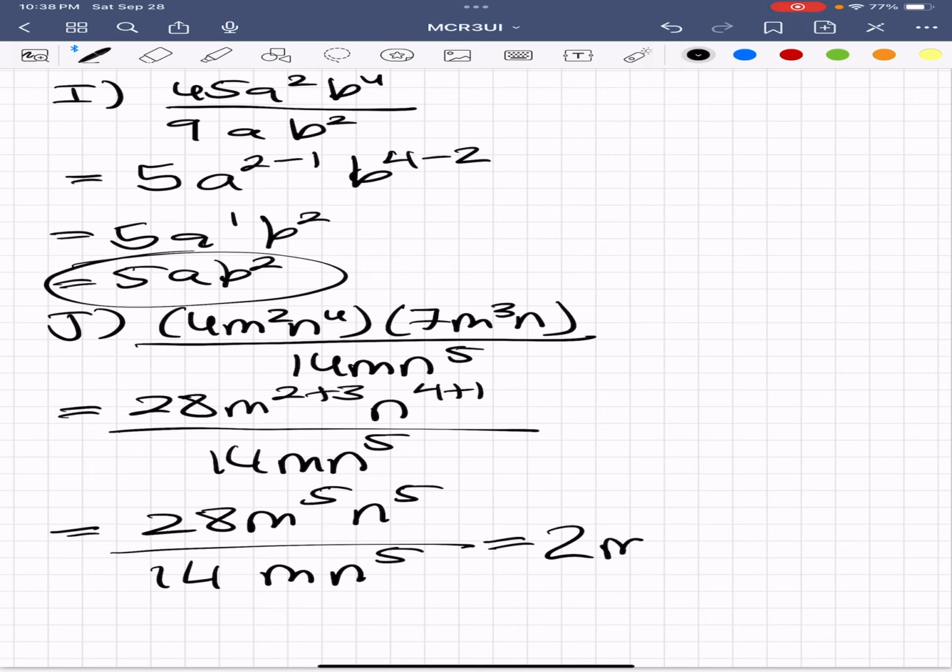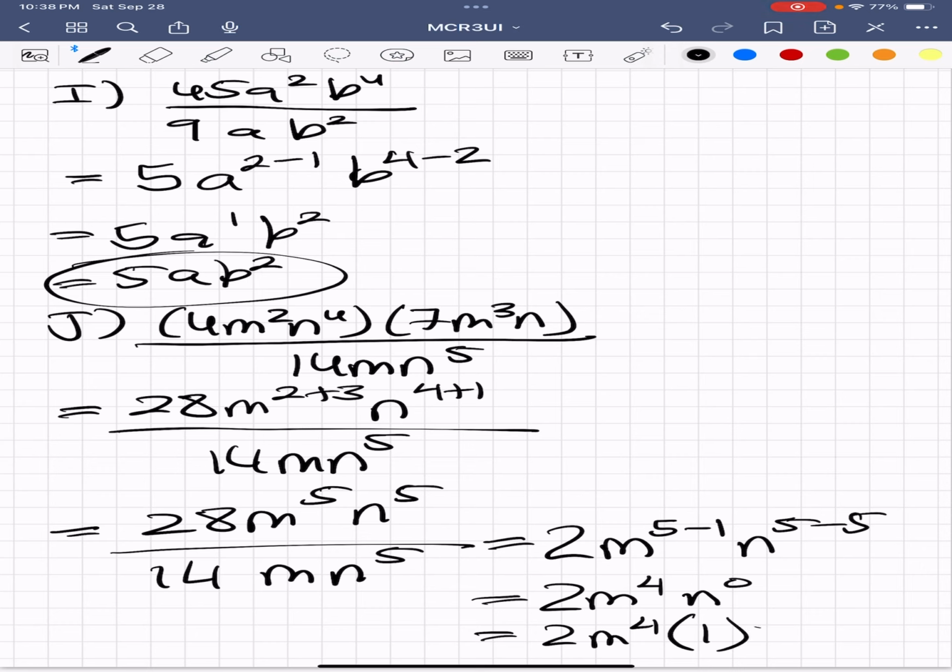We have subtraction here because quotient of powers, meaning whenever there's division, we subtract the exponents. So 5 minus 1, and then n is 5 minus 5, and then we have 2m to the power of 4, n to the power of 0, which becomes 1 because of our 0 law, so it's 2m to the power of 4. I'm going to rewrite that. 2m to the power of 4. All right. Sounds good.